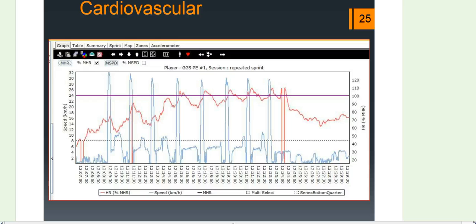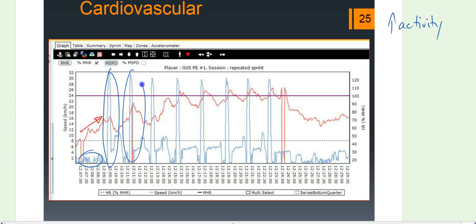So if we look at this graph, why has heart rate increased? Well, in this period of time, we have had an increase in activity, which can be seen by the speed. Obviously, when we get to these points, we have a massive increase in activity.